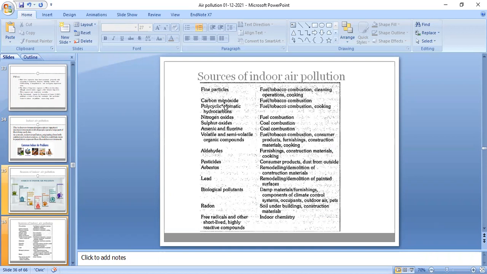These are the air pollutants and these are their sources. The carbon monoxide source is fuel and tobacco combustion, while that of nitrogen oxide is fuel combustion. For sulfur, arsenic and fluorine, the source is coal combustion, while for aldehydes the sources are furnishing, construction materials and cooking. For asbestos there is remodeling and demolition of construction materials, and for lead the sources are remodeling and demolition of painted surfaces.